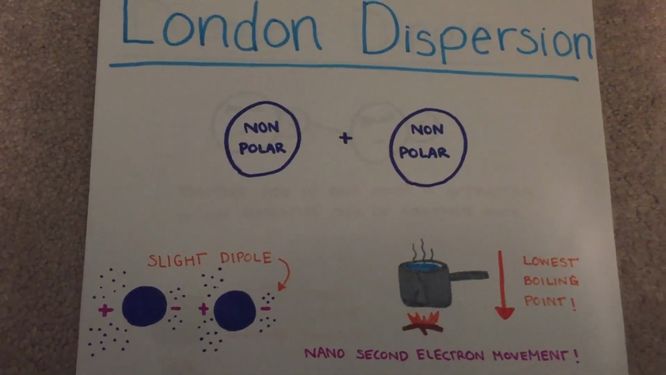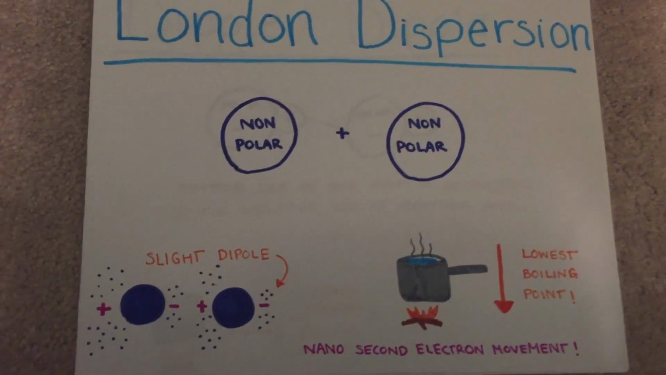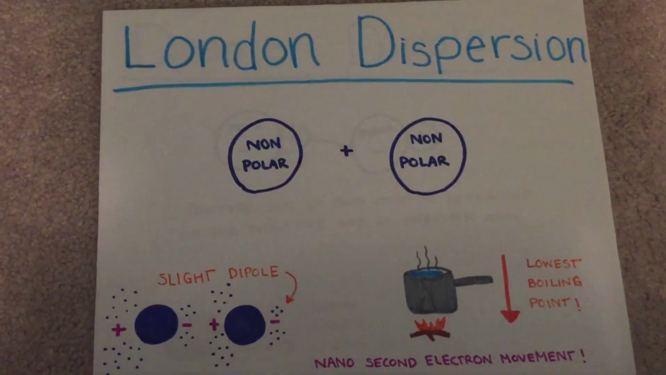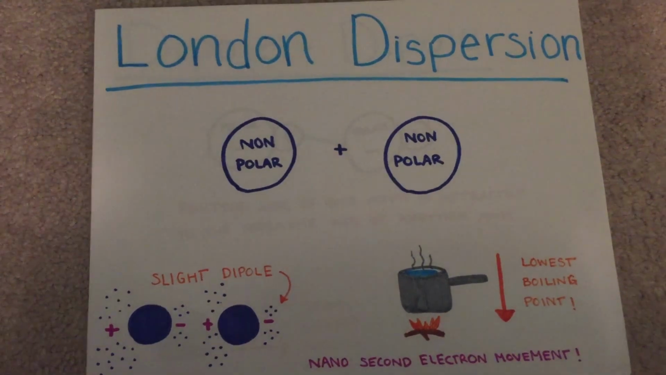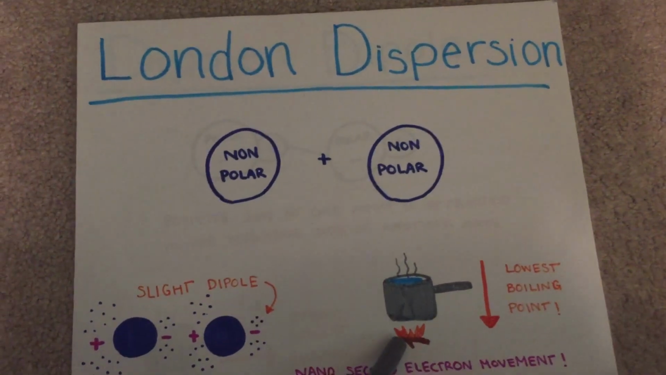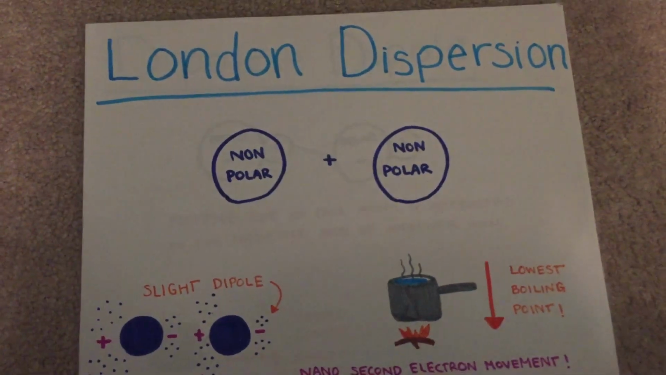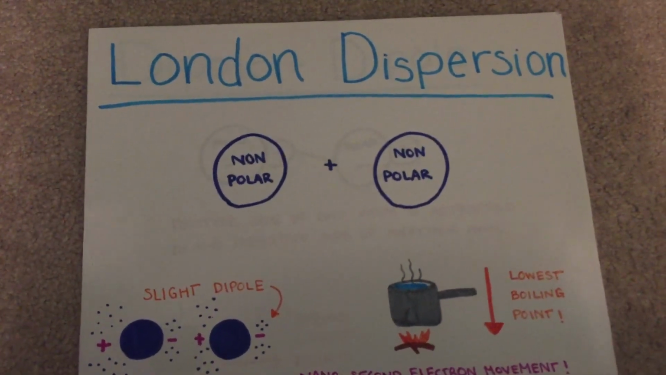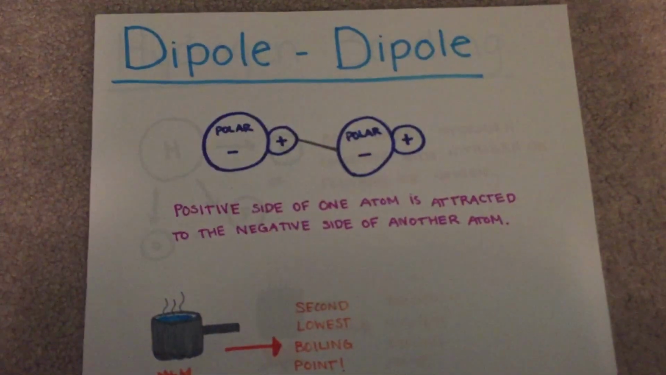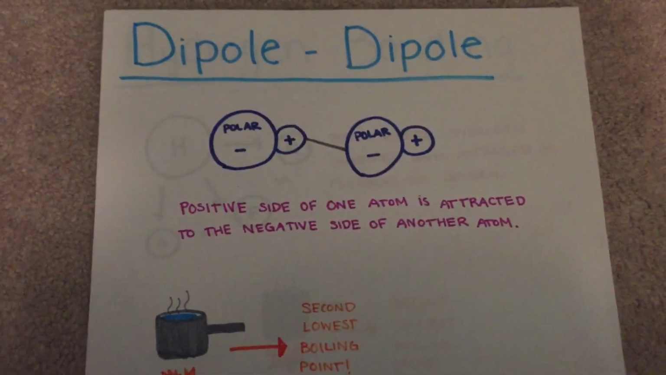So what happens to create this is there is a slight dipole effect which occurs in the atoms as the electrons move around the nucleus. And so this type of IMF has the lowest boiling point because it does not require much heat to break the weak bonds. The next type of IMF we're going to talk about is dipole-dipole.